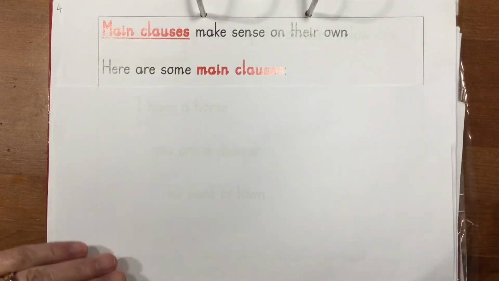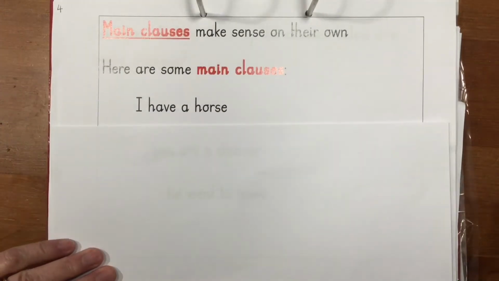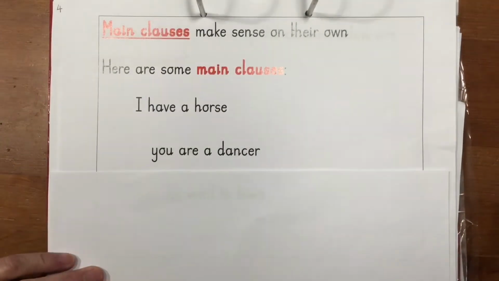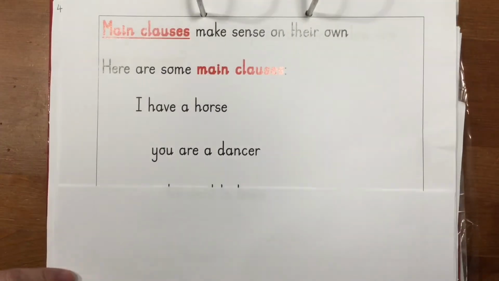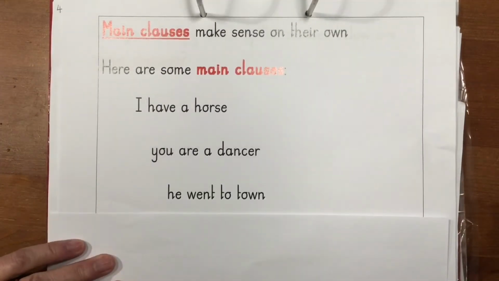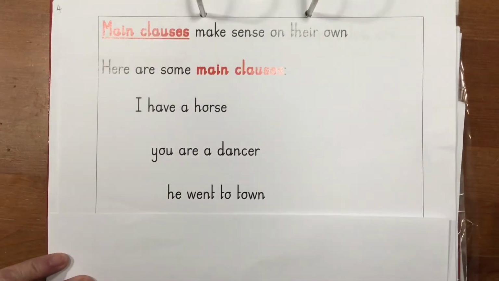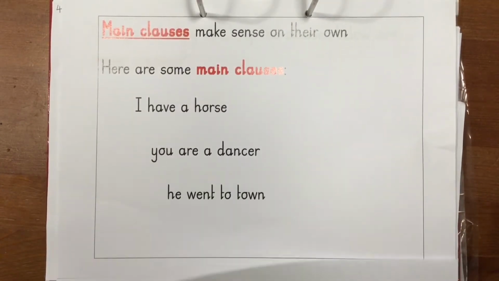Main clauses make sense on their own. Here are some main clauses. I have a horse. You are a dancer. He went to town. If I put a capital letter at the start of each of these clauses and a full stop at the end, they would be a complete sentence, a main clause.